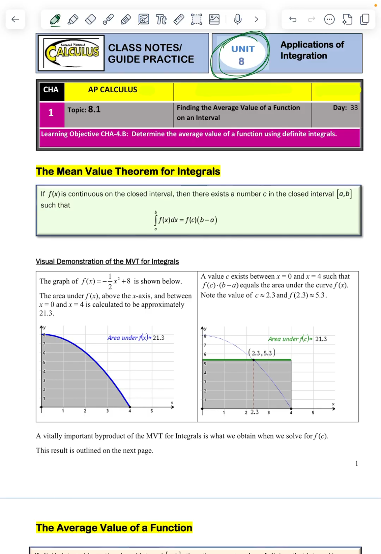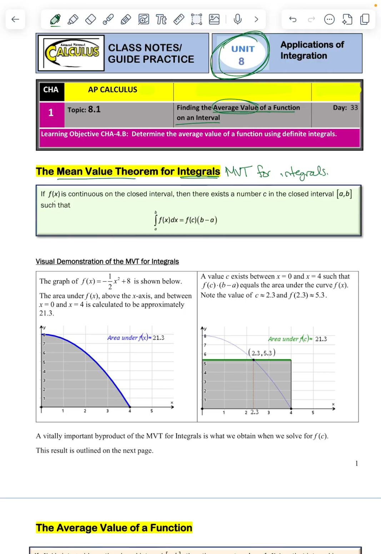The first section in 8.1 is this idea of finding the average value of a function on an interval. We know that the average value, just like taking the mean, you're finding the average. I don't know how else to say it. All right, the mean value theorem for integrals. If you remember the mean value theorem, aka MVT for derivatives, but now we're going to be doing this for integrals.